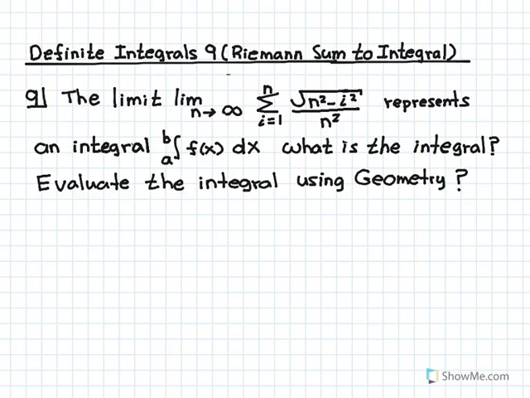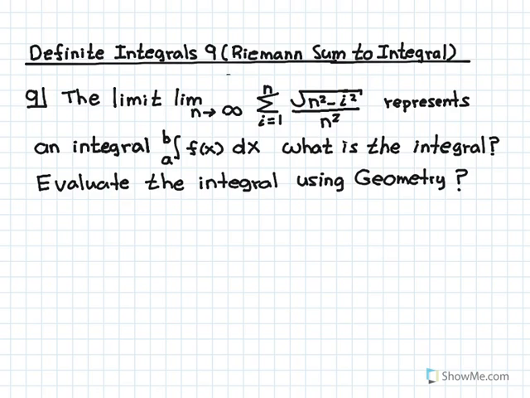In this video, we're going to look at another application of transforming a Riemann sum to an integral. The limit as n goes to infinity, summation i goes from 1 to n, root of n squared minus i squared divided by n squared represents an integral from a to b of f of x dx. What is the integral? And we also need to evaluate the integral using geometry.